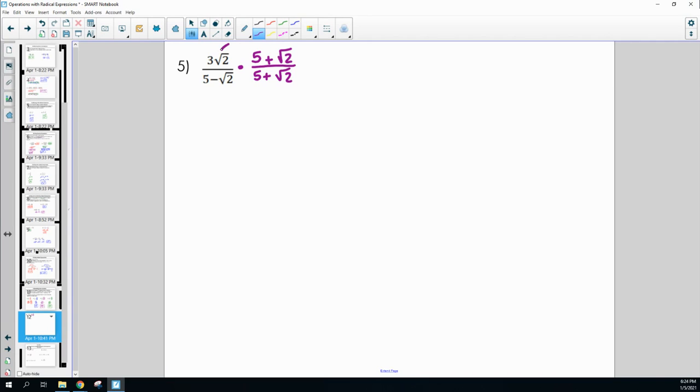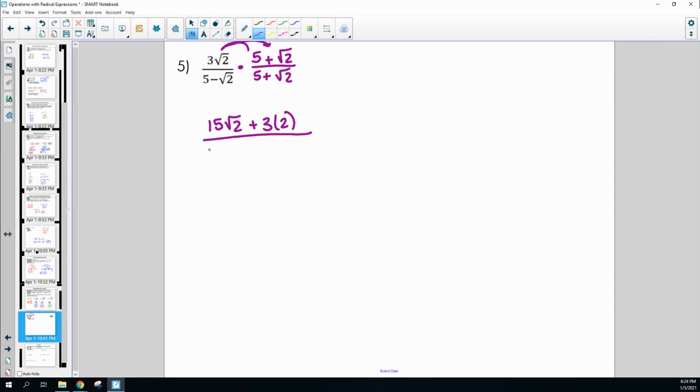So 3 square root of 2 times 5, that's going to be 15 square root 2. 3 square root of 2 times square root of 2. So I'm multiplying the 3 times the 1 in front. So that's 3. Square root of 2 times square root of 2, that is 2. So that's my numerator.